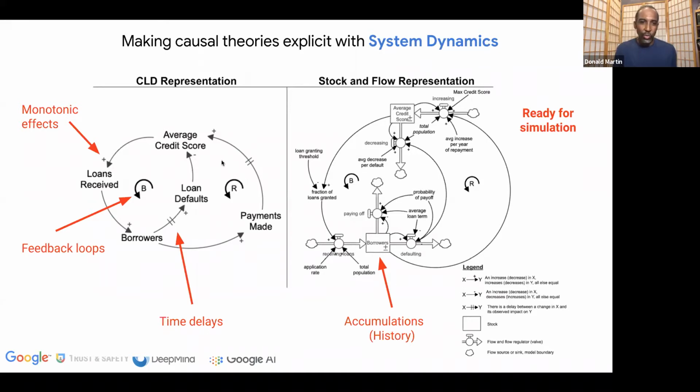We talked about the average credit score as being a key factor. As the average credit score increases, the number of loans received is going to increase, and we express that with this monotonic effect. We also have this indication of time delays with this hashtag.